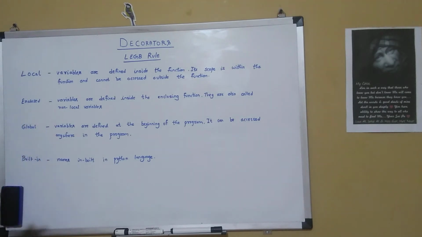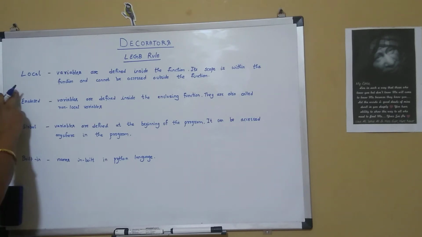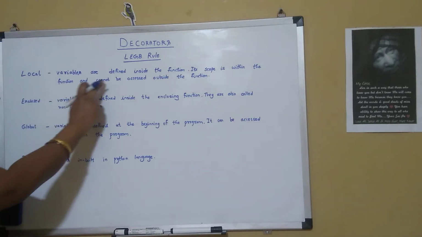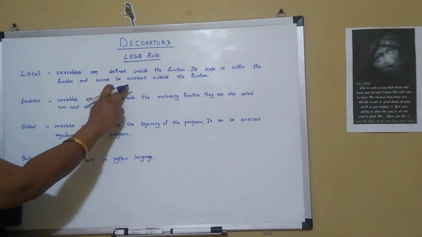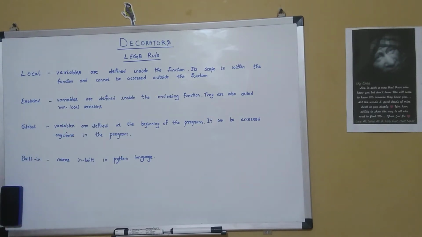What local and global variables are is covered in a different session. You can refer to my previous session video to know more about the local and the global variables. So today let's just recap it. Local variables are defined inside the function. Its scope is only within the function and it cannot be accessed outside the function. So local variables are variables which are defined within the function and its lifetime is only within that particular function. And if we try to access the variable outside the function, we get a name error.